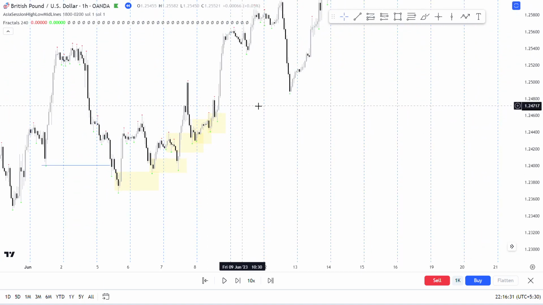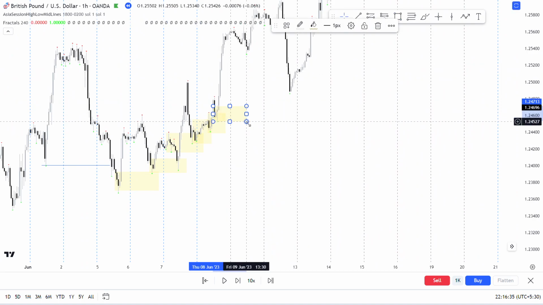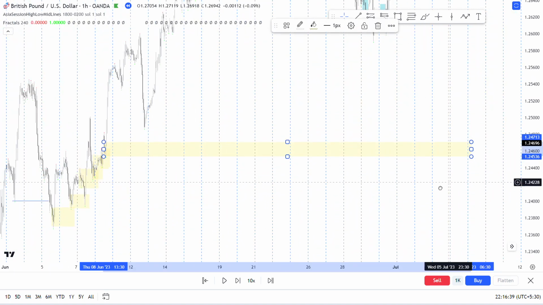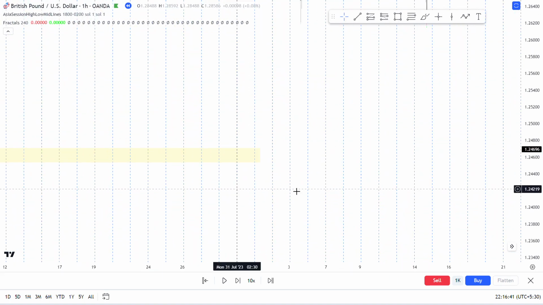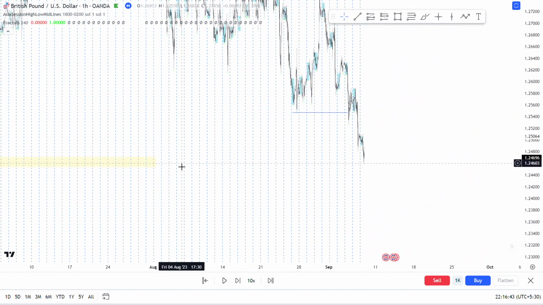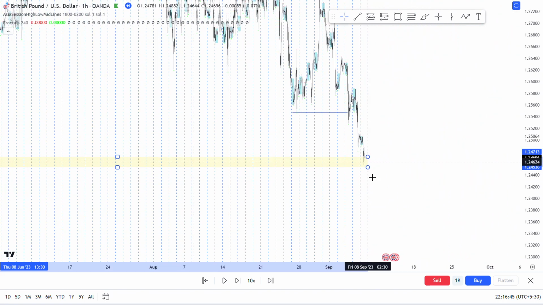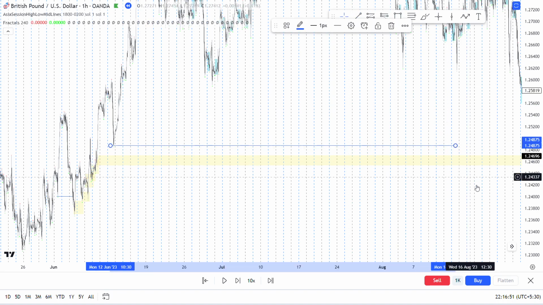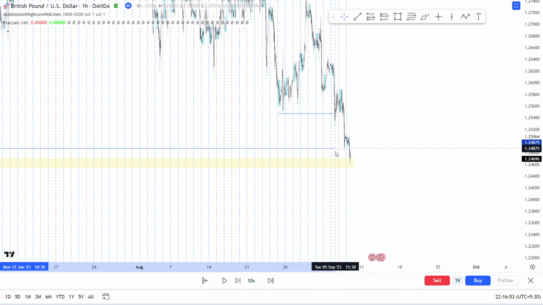So the only zone that is not mitigated is here, right? The only zone that was not mitigated is this zone, because this money has not been mitigated. So there is a very high probability of price giving some reaction here, and this liquidity is also aligning with the point of interest. So it is a very high probability zone to look for.